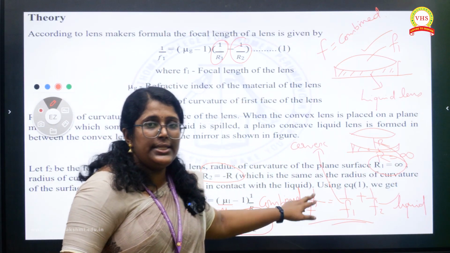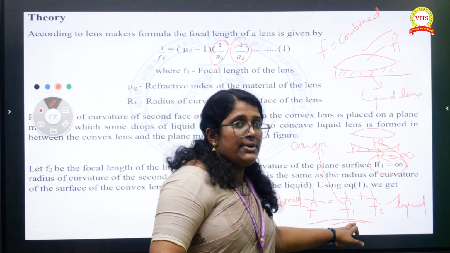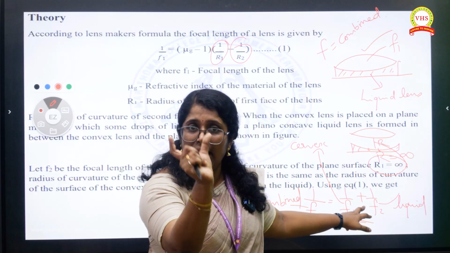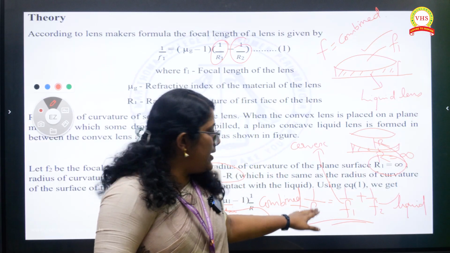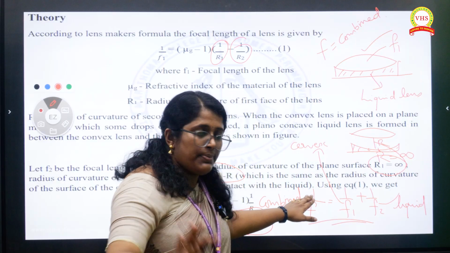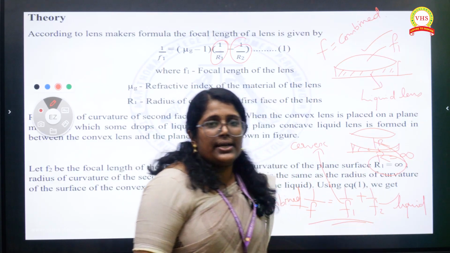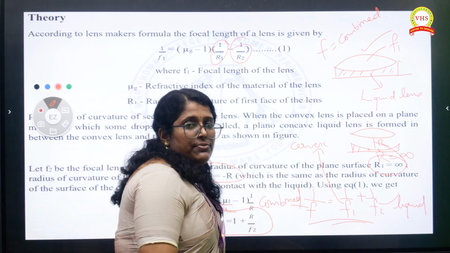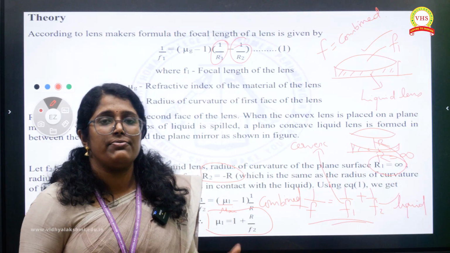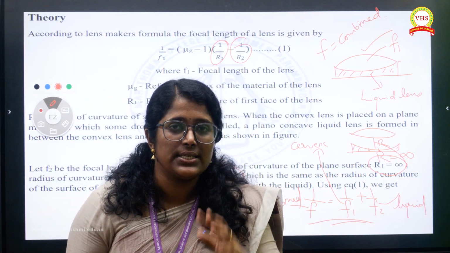In this formula, what all things will we find out experimentally? 1 by F1 we will find out with the lens alone, and 1 by F we will find out with the combination. If you know the combined from the experimental result and 1 by F1 from the experimental result, you can easily get 1 by F2. That is 1 by F minus 1 by F1. Easily you can get 1 by F2. I hope this is clear to you.